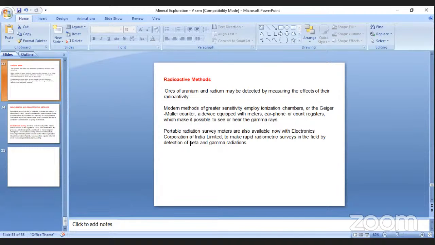Yes, the area has radiation, or the area has radioactive mineralization. So these are all the advanced equipment, which are particularly useful for the identification of a radioactive mineralization zone in radiometric surveys.